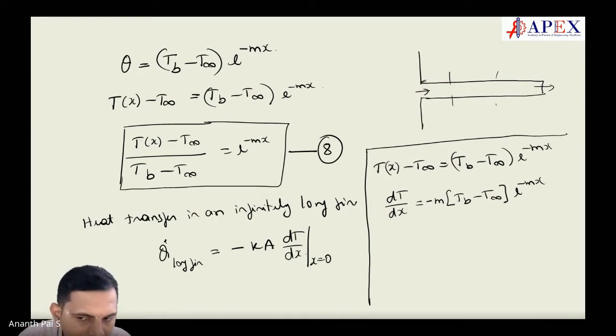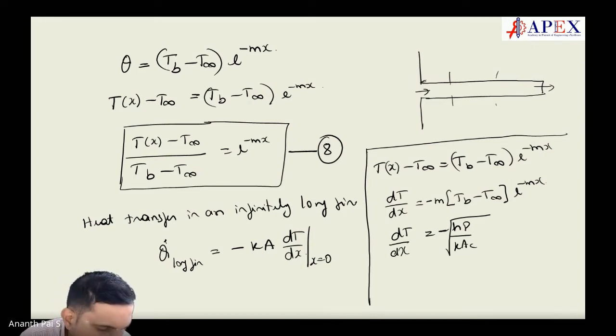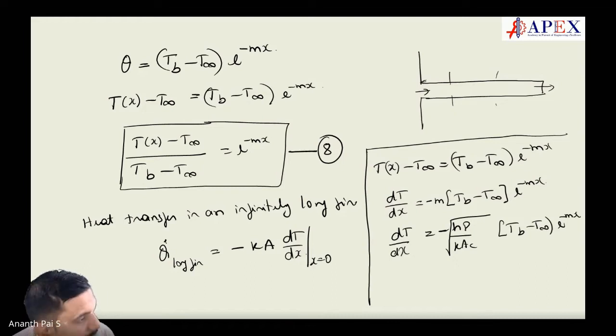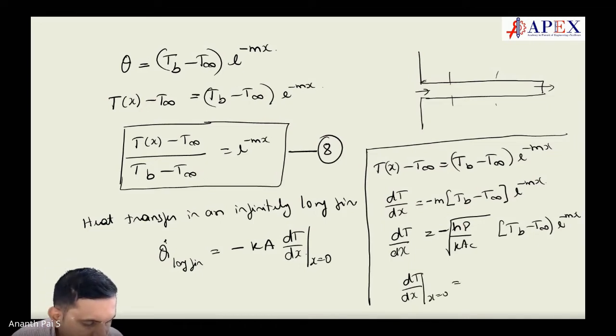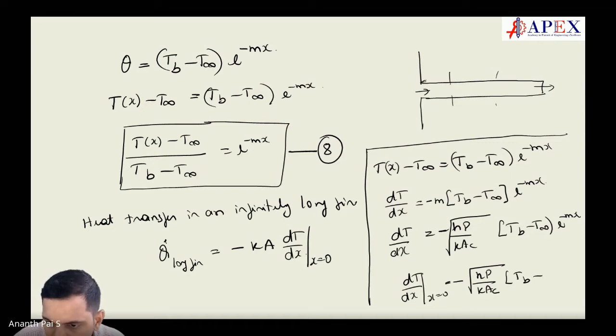So now what is dT by dx? M. What is M? M is square root of hP by KAc. Correct? And here we have e power minus mx at dT by dx, or dT by dx is equal to that into, I'll take the minus inside, okay? Minus m into TB minus T infinity into e power minus mx. What is e power minus mx at x is equal to 0? 1. So dT by dx at x is equal to 0 is equal to minus square root of hP by KAc into TB minus T infinity.